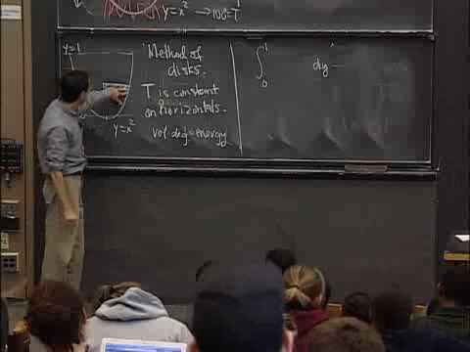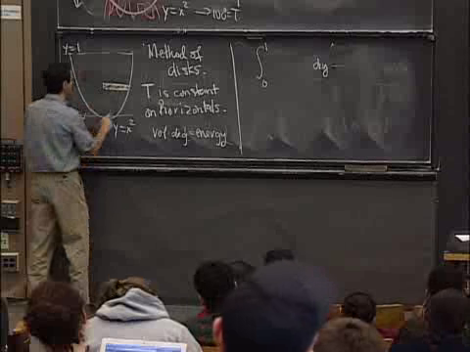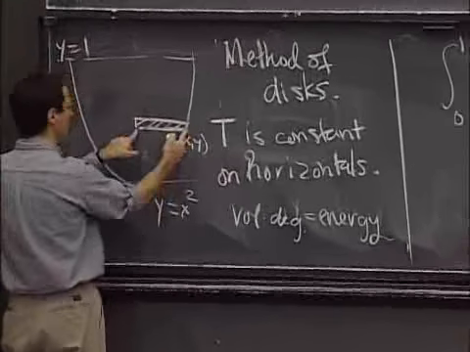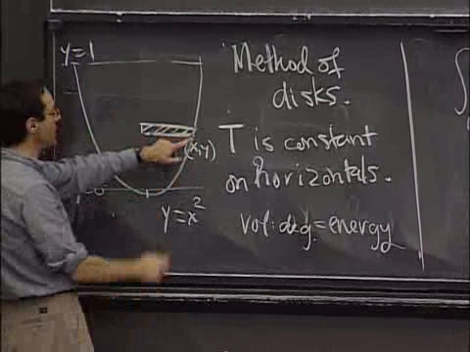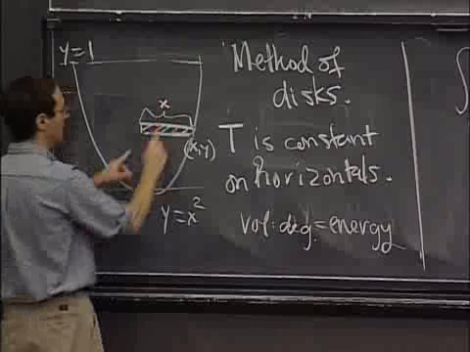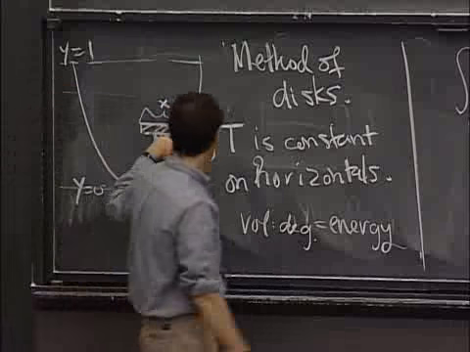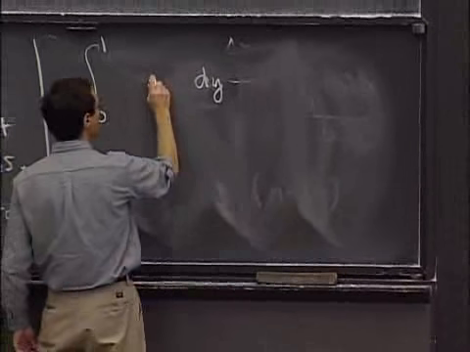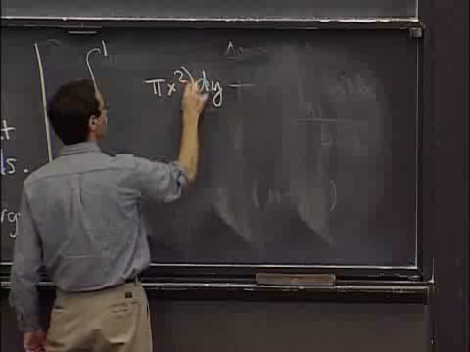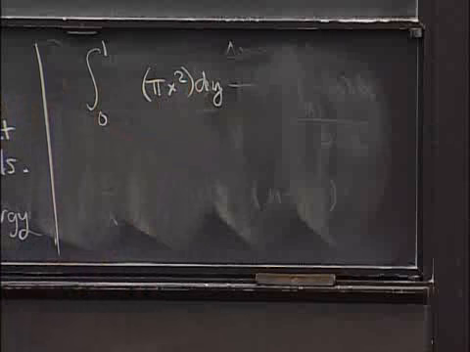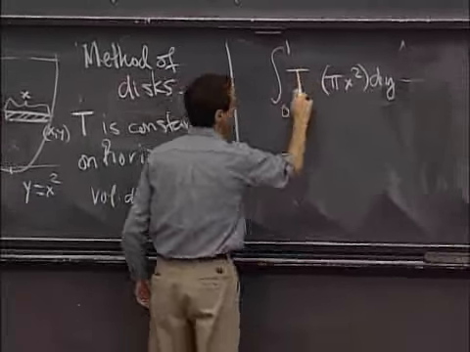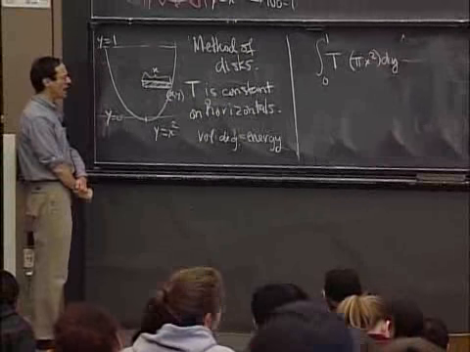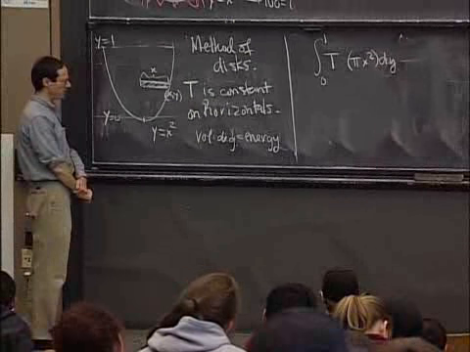And the disk that we get, this is the point x comma y here, is rotated around, and its radius is x. So the thickness is dy, and the area of the disk is pi x squared. And the thing that we're averaging is T. Well, we're not yet averaging, we're just integrating it. We're just adding up the total.